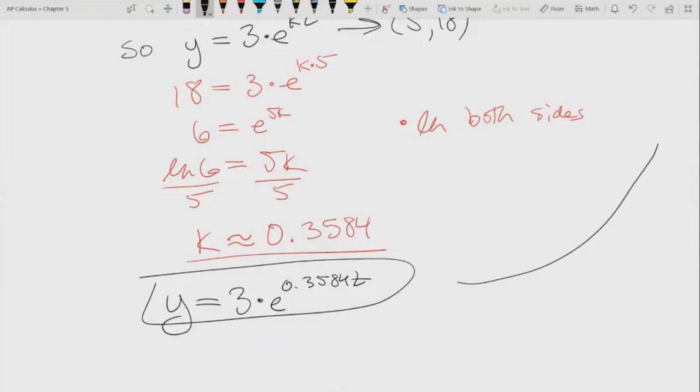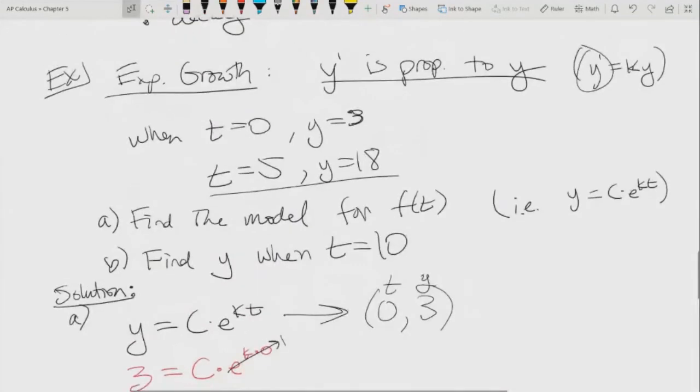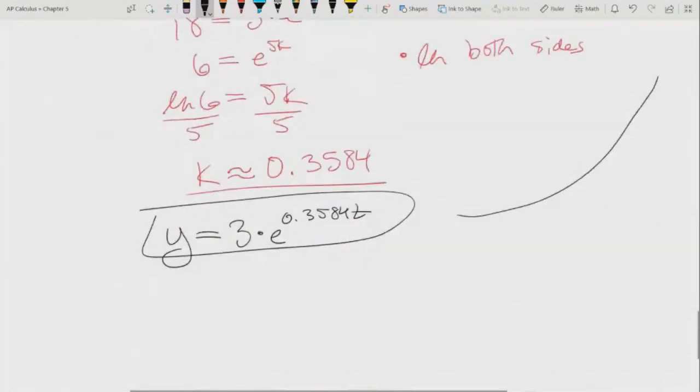An interesting little thing before we move on to the last part, finding part B, because that's pretty easy here, just plugging those in. 0, 3. So some of you guys know some things about exponential equations. Because generally an exponential equation looks like this. It's some constant times some base raised to the x power, or some kx power if you want.